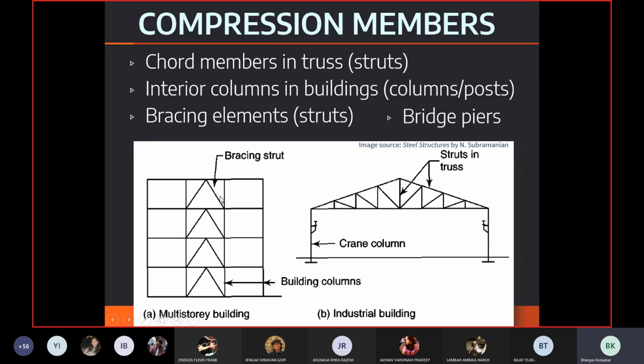Then bracing elements. As of now, we already know that bracing elements can act as a tension member or a compression member depending upon the direction of load. For example, if you look at this figure, if the load acts in this direction, then all these are going to be under compression, and all these are going to be under tension. If the load acts in this direction, these are going to be under compression, and these are going to be under tension. So it depends upon the direction. So the struts act as compression member or tension member depending upon the direction of the force.